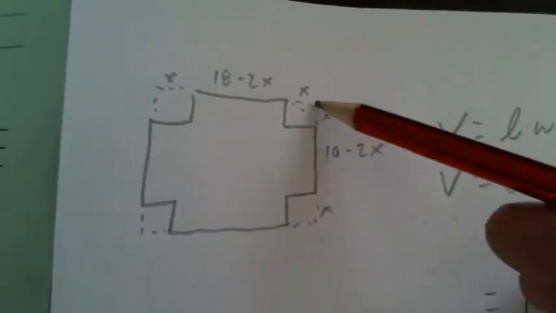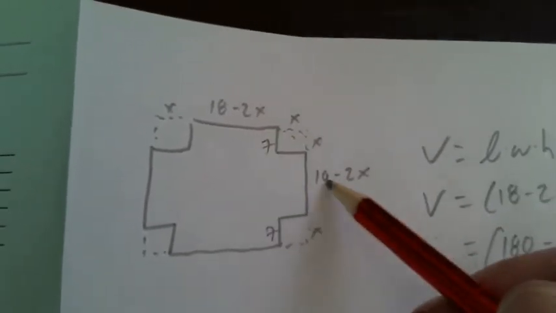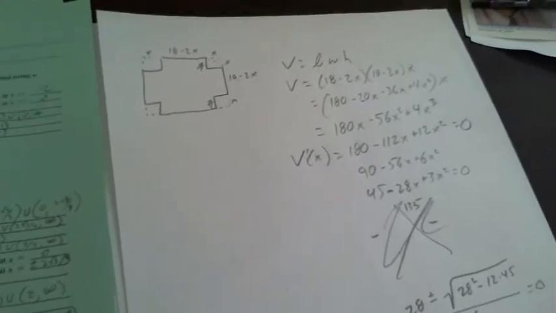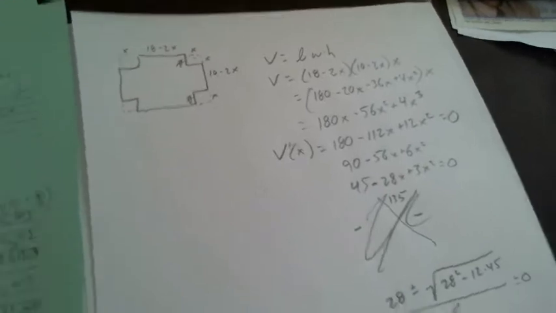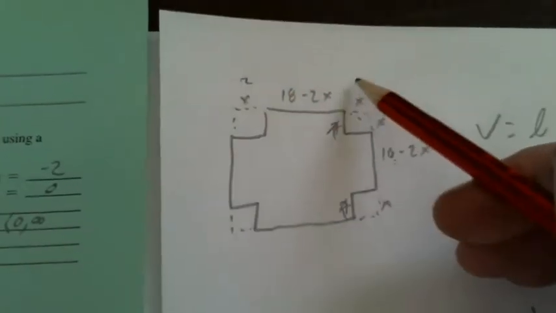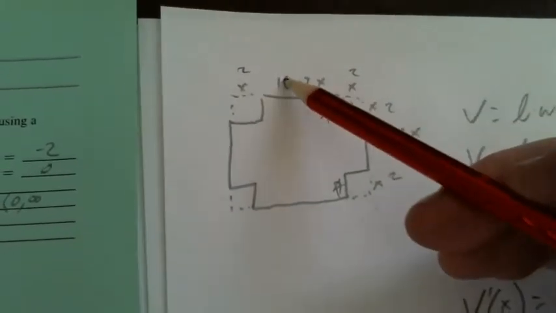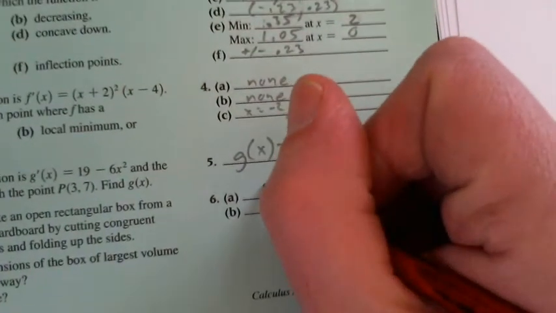And 7.27 is not a reasonable figure because we took 7 from each side, and that makes 14, and we only had 10 to start with. So 2.03. So the dimensions of the box, let's say this is approximately 2. I'm not going to be picky. Approximately 2. So the dimensions of this box are going to be 2, 2, 2, 2. It's going to be 18, 16, 14 by 6.